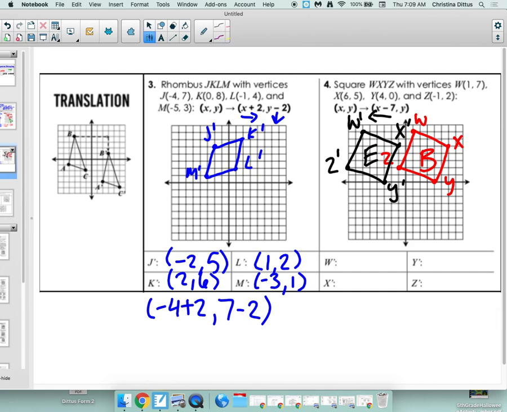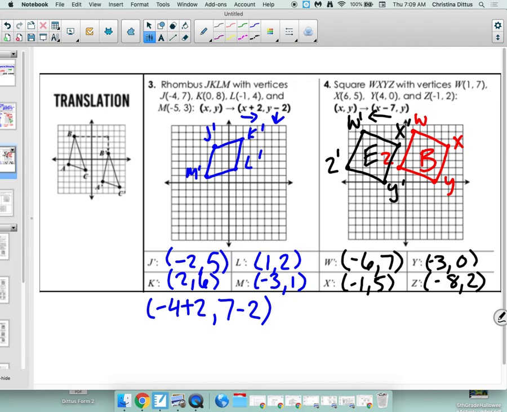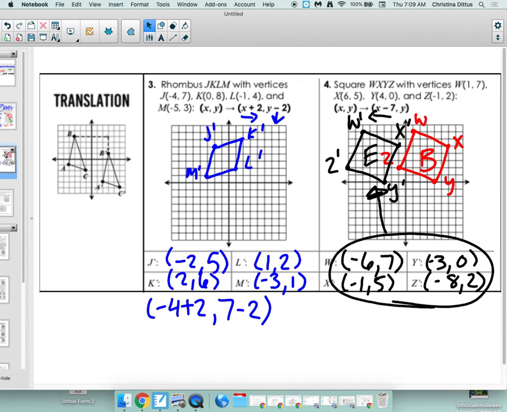So you can just copy down those points, or what I would do is now I would do the math with this. Take your 1 minus 7, you get negative 6. That y, 7, stays. Here we get negative 1, 5, negative 3, 0, and negative 8, 2. So I would do the math with this stuff, and then check to make sure your coordinates are the same. That way you're doing a double check.